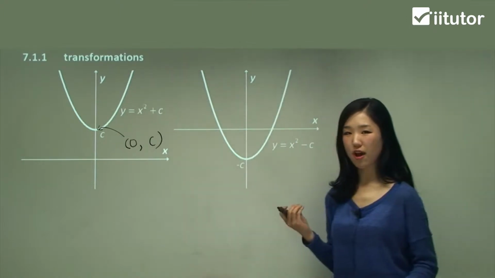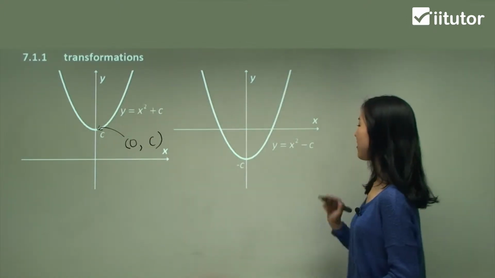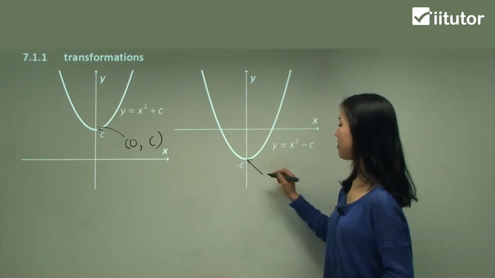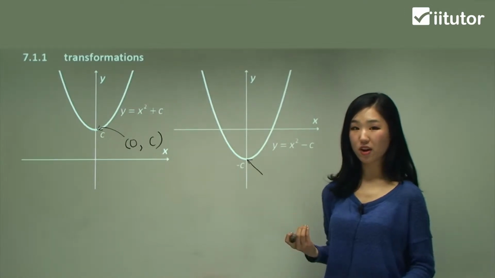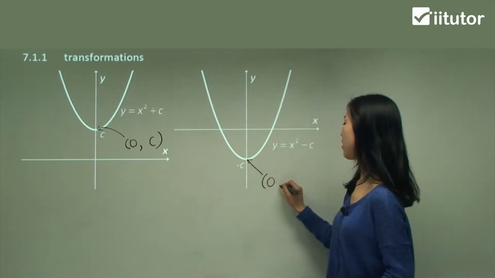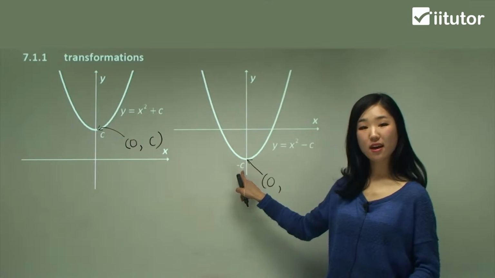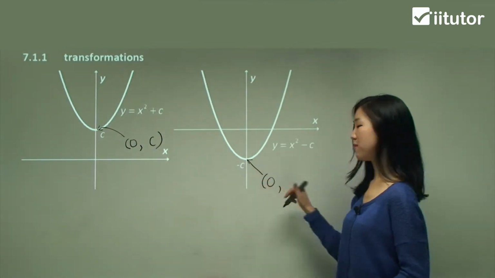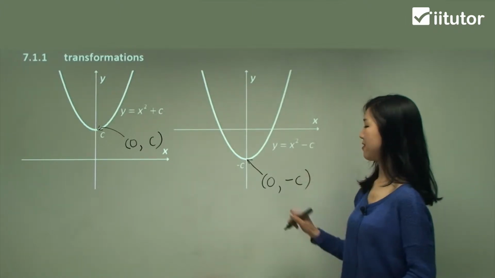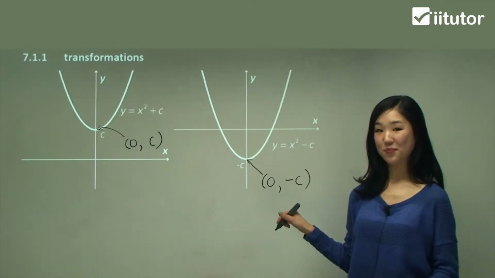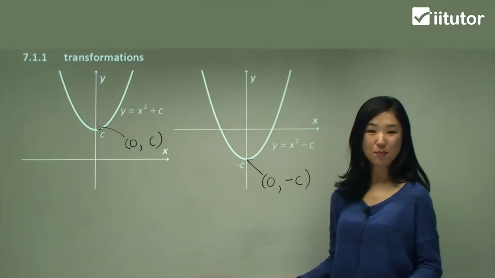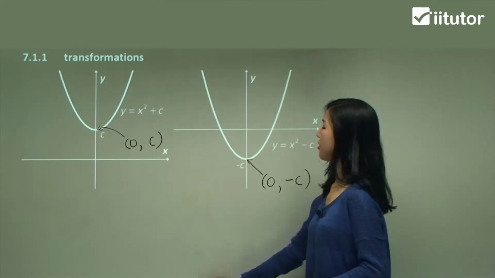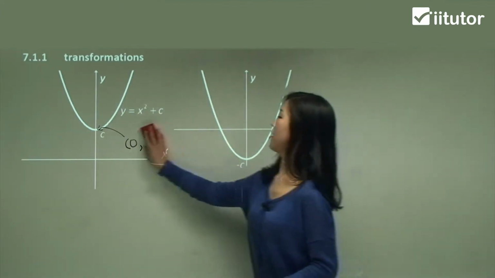So you should also know how the vertex works. And obviously for this one, again, the x coordinate of the vertex is going to be 0, whereas the y coordinate is going down by c, so negative c. So that's the coordinates of the vertex for this one. And we can also say that's the y-intercept. Make sure you know these as well.